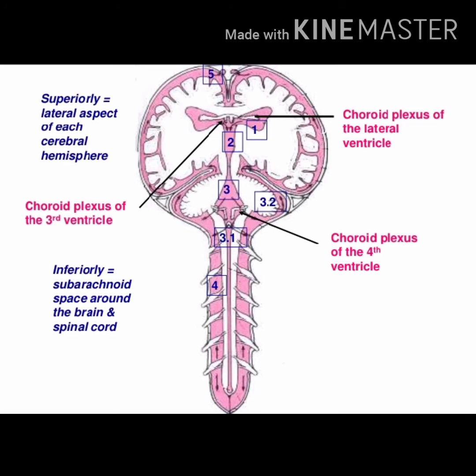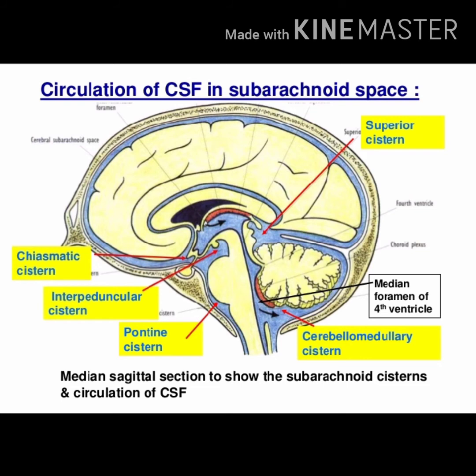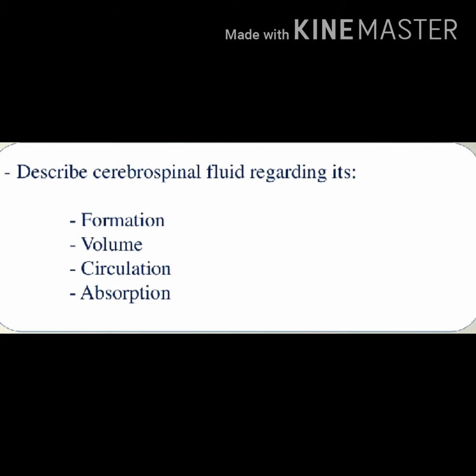We know the CSF is filled in the cavities of the ventricles and also around the brain and spinal cord. Here the pink color indicates the circulation of the CSF. Next we'll move through the circulation of the CSF in the subarachnoid spaces. Here the blue line indicates the circulation pathways of the CSF. In this video, we are going to see the formation, volume, circulation and absorption of the cerebrospinal fluid: how it is formed, what volume is secreted, how it is circulated and where it is reabsorbed.